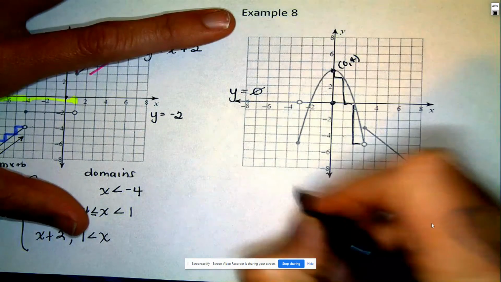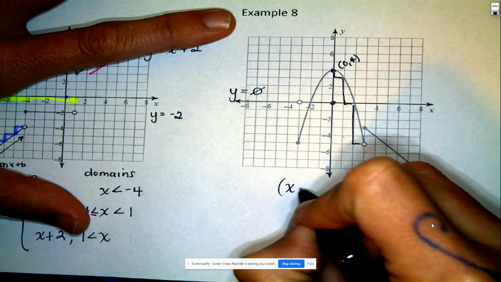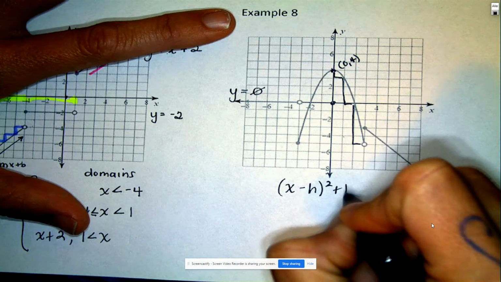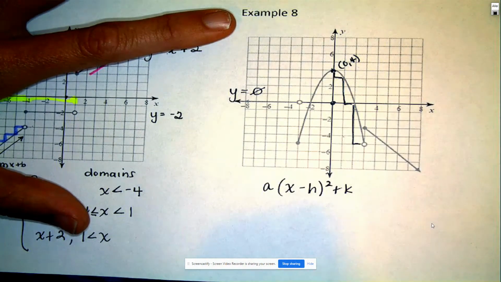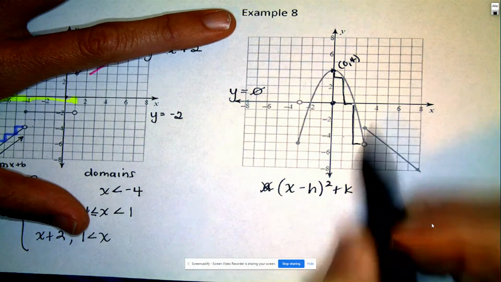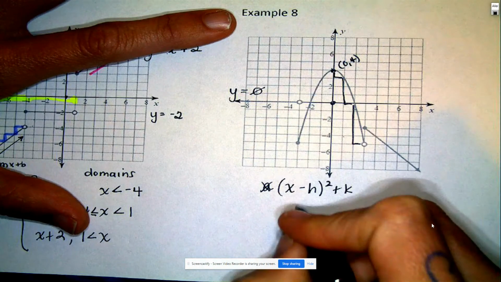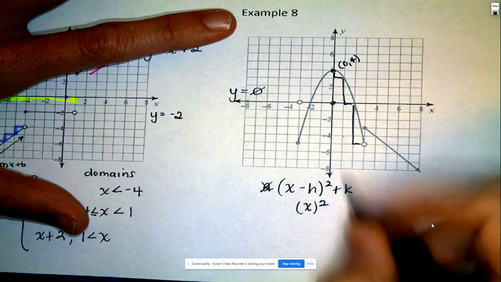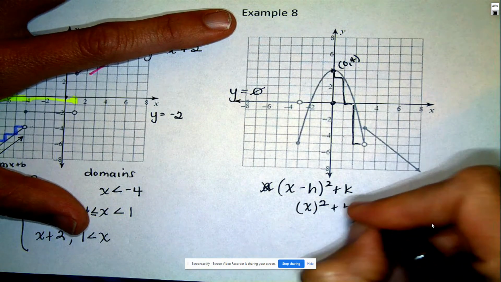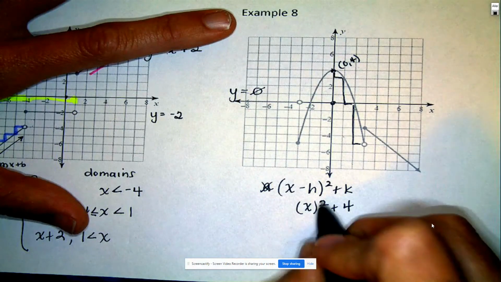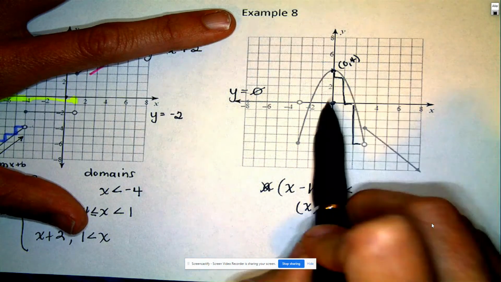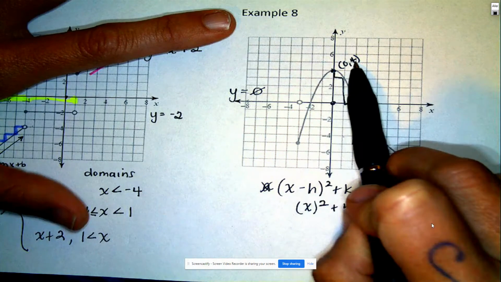So if we look at our x minus h squared plus k, then there's that a in the front. But we've already determined that a is not any different than normal. It did not go left or right, so h stays 0. So we know it's x squared, and then it went up 4, so plus 4. So x squared plus 4, because k is our up, or our y of our vertex.